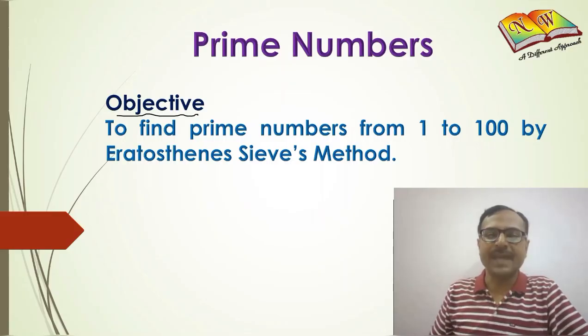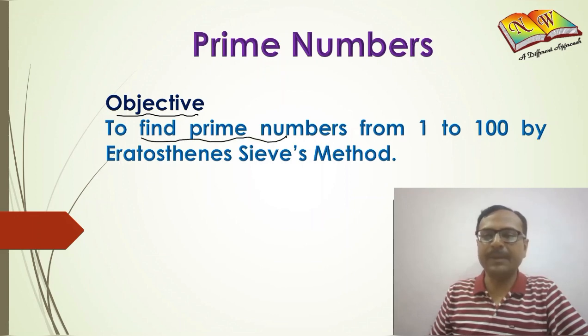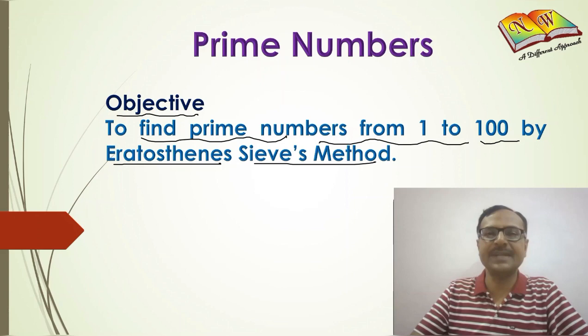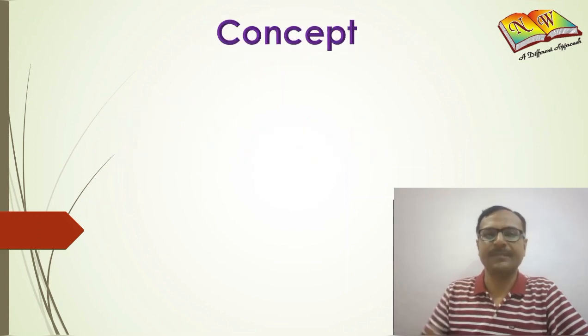The objective of this activity is to find the prime numbers from 1 to 100 by this method called Eratosthenes-Sieves method. Let's understand the concept of prime numbers first.